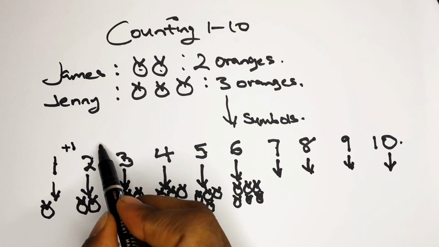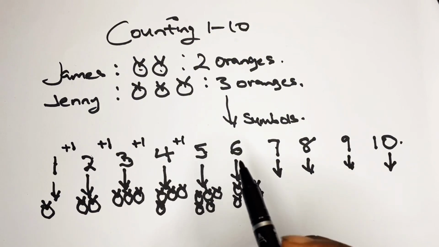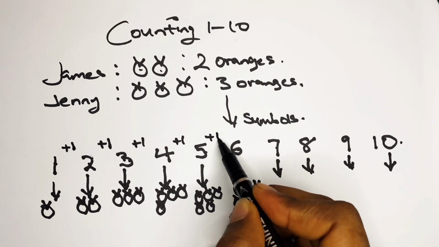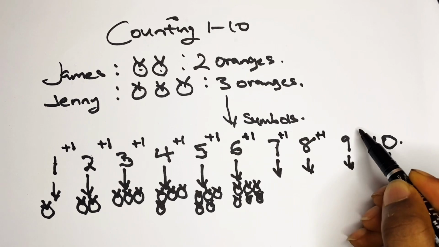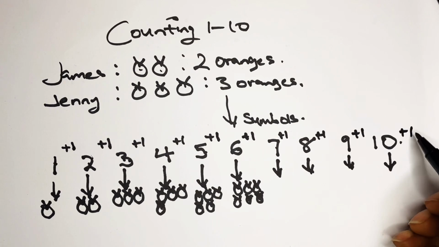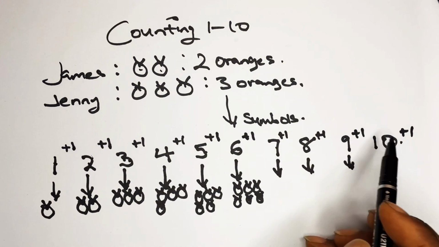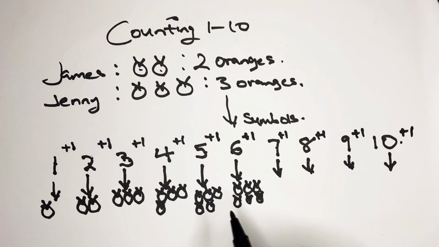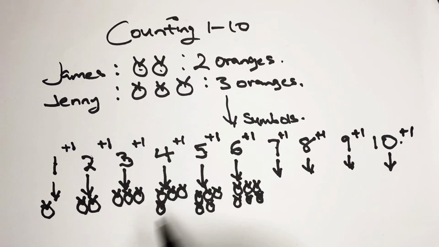So this simple idea of adding 1 whenever we go to the next number is the beginning of addition, which is why counting is very important. This is the beginning of addition. So anytime we count forward, we add 1.